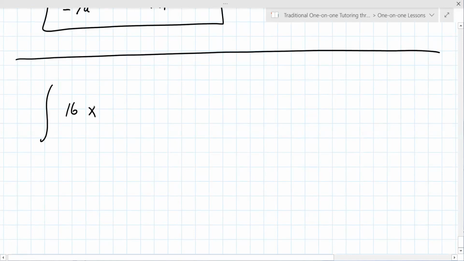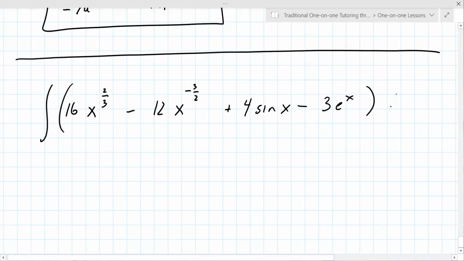of 16x to the 2/3 minus 12x to the minus 3/2 plus 4 sine x minus 3e to the x dx.